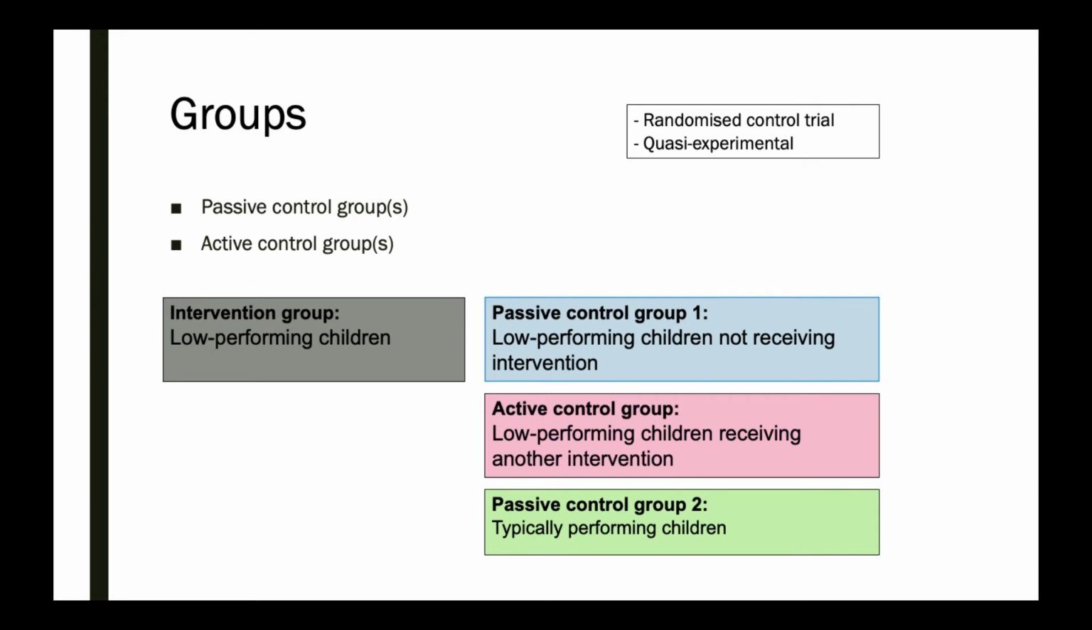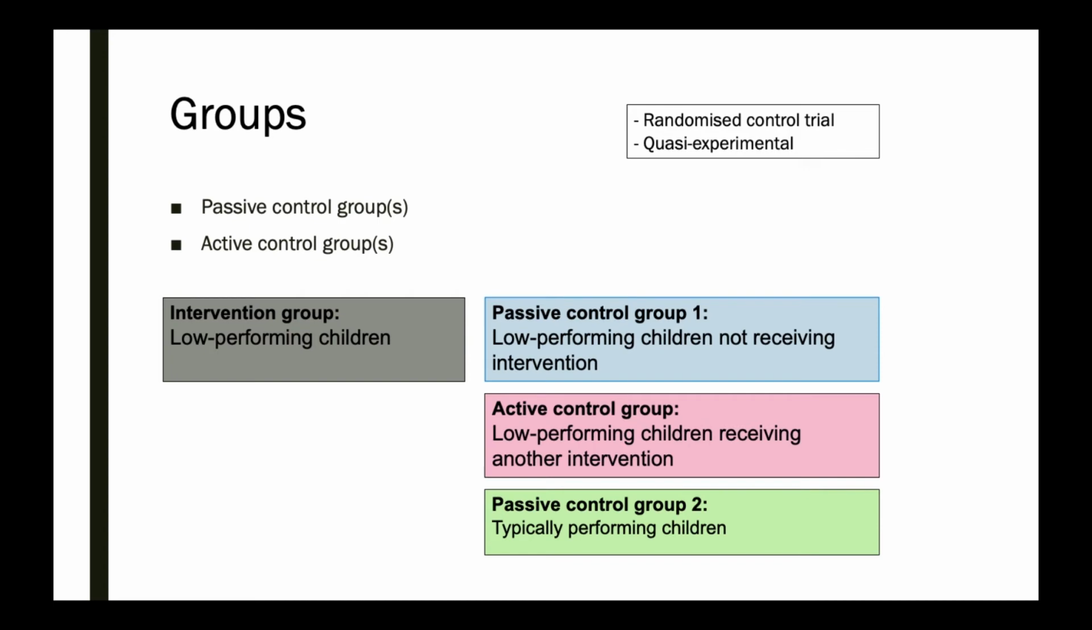Different groups are most often included in intervention studies. First of all, if the study is a randomized controlled trial, then the participants are randomly chosen into different groups. If the studies are quasi-experimental, then it might be that some of the classrooms are decided to be in the intervention group for practical reasons, for example.